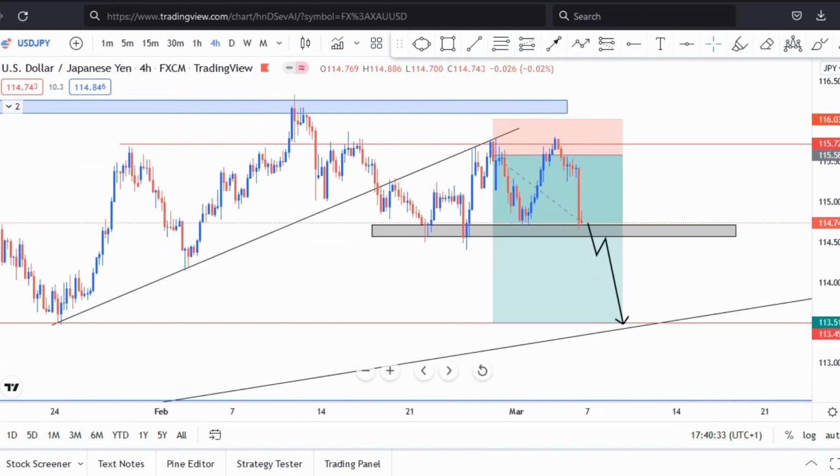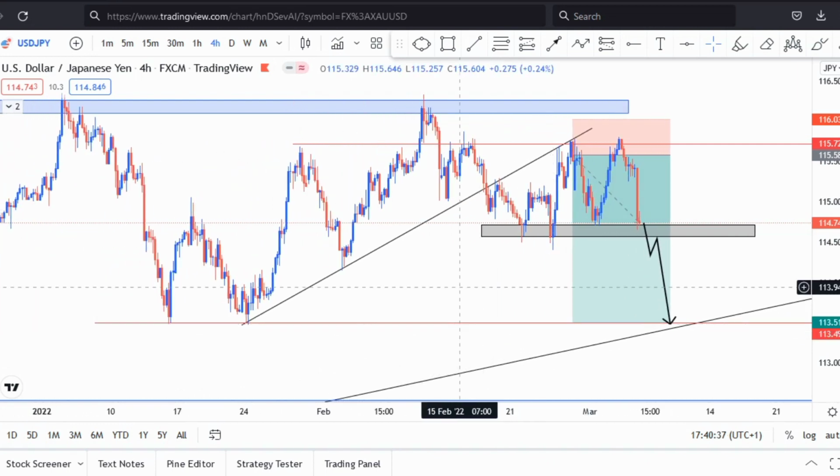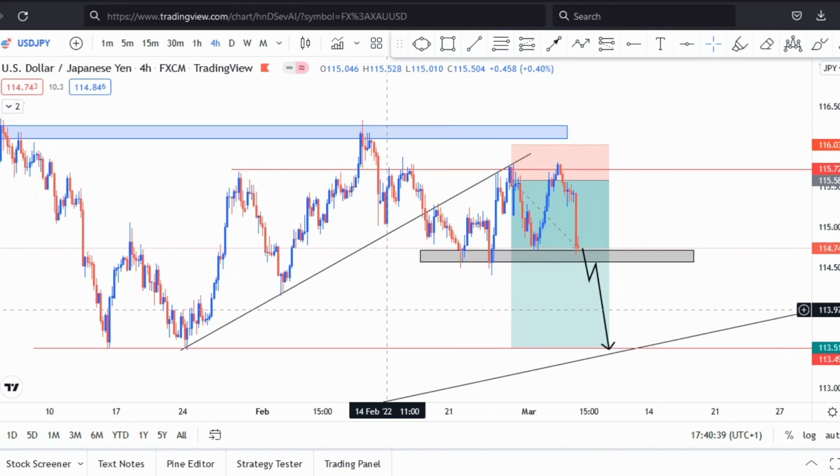So for these USD pairs, USD CAD, USD Swiss franc, and USD JPY, I am generally bearish on all three, and that's what I'll be expecting from the market in the coming week as well. So this has been my analysis so far.